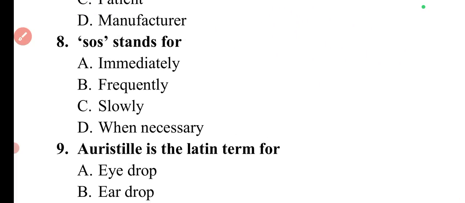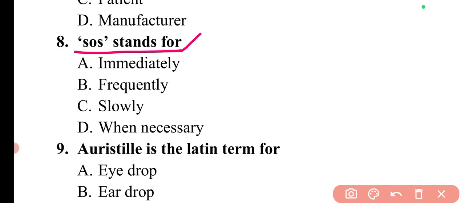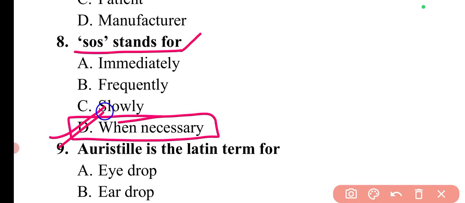Then coming to the next question: SOS stands for. SOS stands for when necessary. These are basically abbreviations and Latin terms. These are very important, so questions will be asked from these topics. I have included a limited number of abbreviations in the form of MCQs, and the rest we can discuss in detail in the text. So here SOS stands for when necessary.